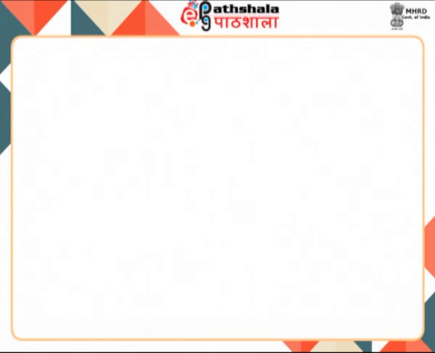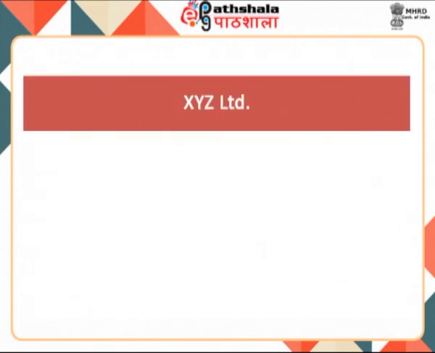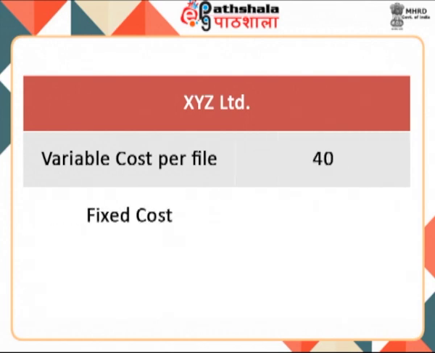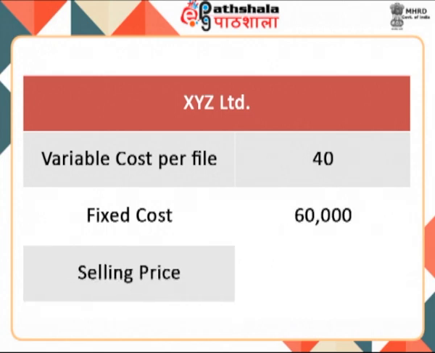Let us apply the understanding that we have developed to a simple example here. Suppose XYZ Limited manufactures files for office use. The breakup of its cost and sales is given in the table: variable cost per file is equal to rupees 40, fixed cost is equal to rupees 60,000, selling price is equal to rupees 100 per file. Let us compute the break-even point in units as well as in value.